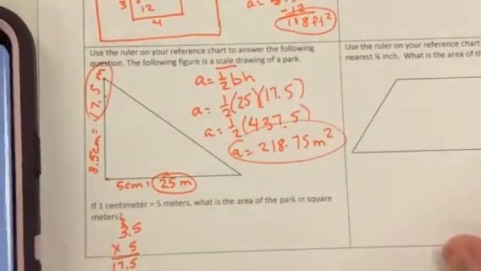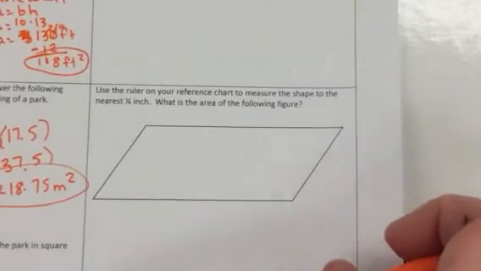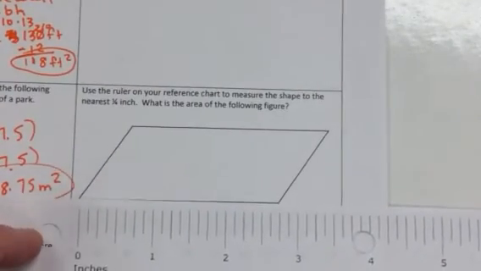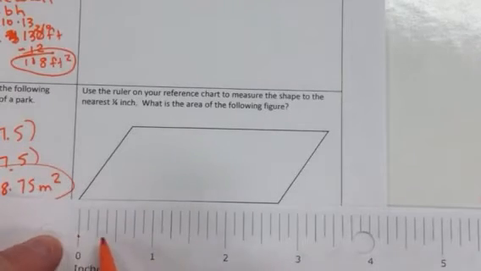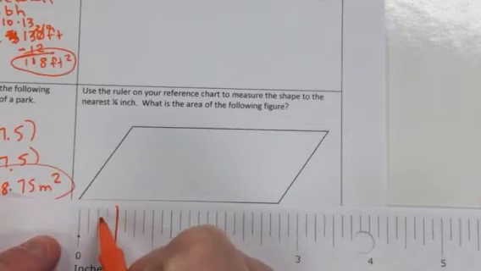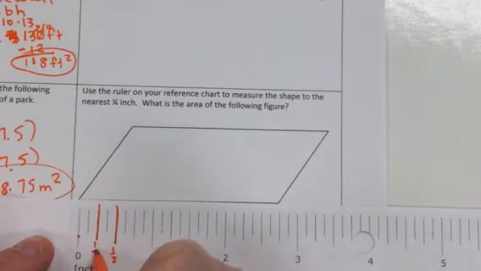Okay. Now on this one over here, you're going to do the same thing, but you're going to measure to the nearest 1/4 of an inch. So a quick little preview here. If this is a 0 and this is a 1 inch, the one in the middle is a 1/2 inch, and the one in the middle between those is a 1/4. So that would be 3/4.